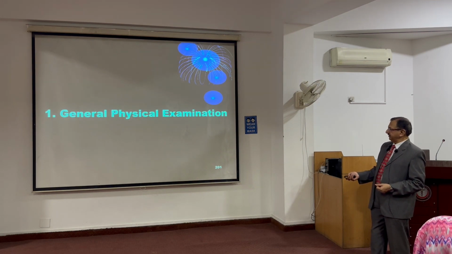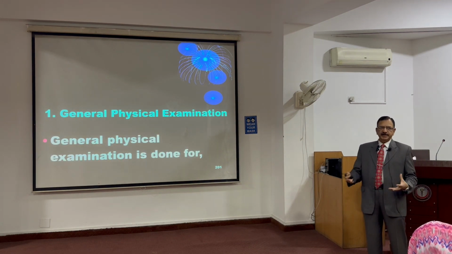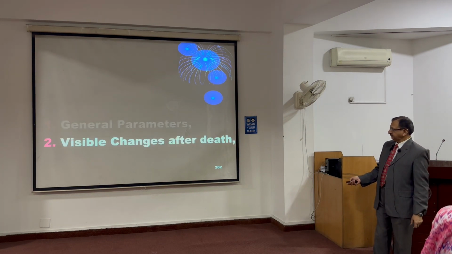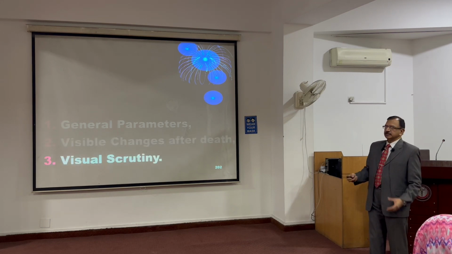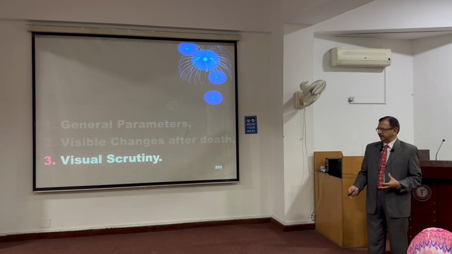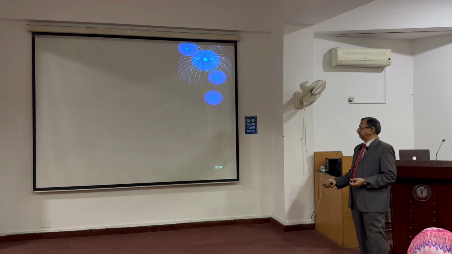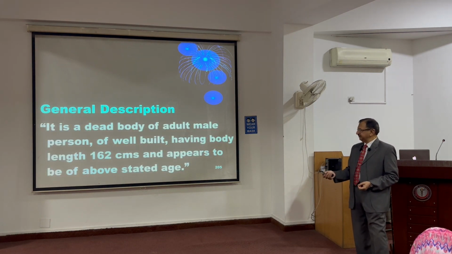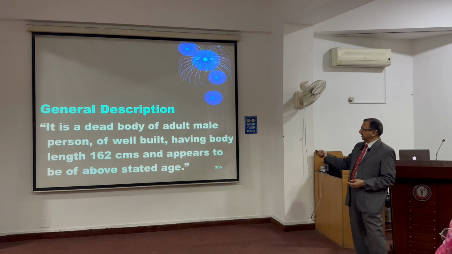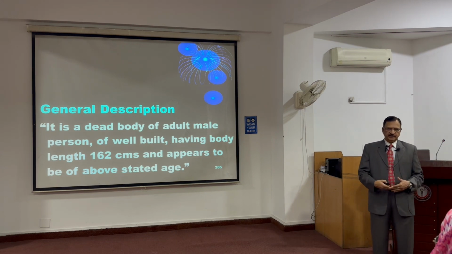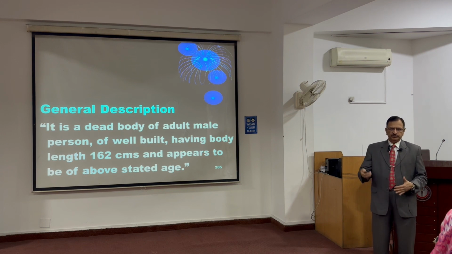Then general physical examination, the build, height, weight, age, sex, this is general description. Then any visible change, postmortem staining, rigor mortis, in which state they are, you will write it down. So the general description: it's a dead body of an adult male person. Adult is covered, male is covered, well built, having body length 162 centimeters, appears to be of above stated age. According to the age the police must have stated, it appears to match.